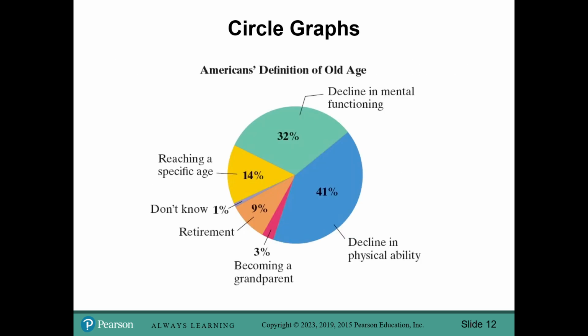So, Americans' definition of old age. 32% think that a decline in mental functioning indicates old age. Reaching a specific age was seen as a definition of old age by 14% of people. 1% of people don't know what the definition of old age would be. Retirement was seen as the definition of old age by 9% of people. Becoming a grandparent was seen by 3% of people as a definition of old age. And a decline in physical ability was our biggest section of the pie, at 41% of people believing that is the definition of old age.